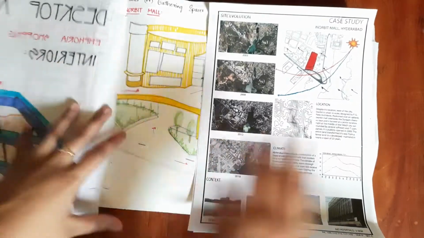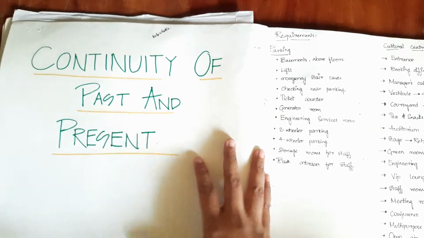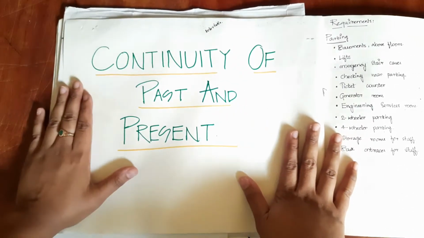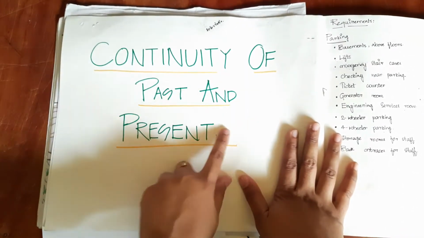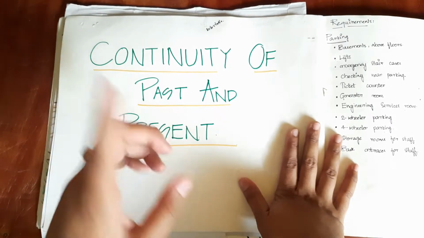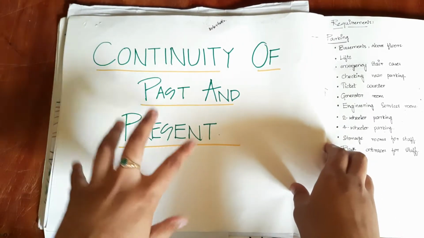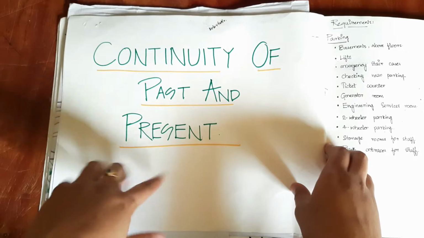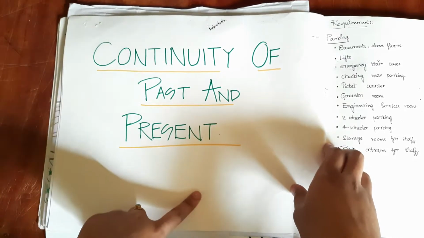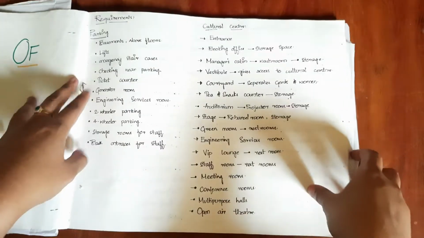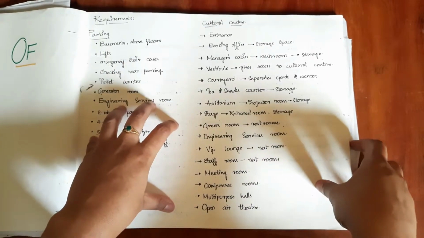Moving on to the next thing in my sketchbook, which is my concept line, that is continuity of past and present. Past basically means the museums in my project, and present means the mall, urban life. I thought of including both in one place so that there will be a proper understanding of life. And then I got into my requirements.